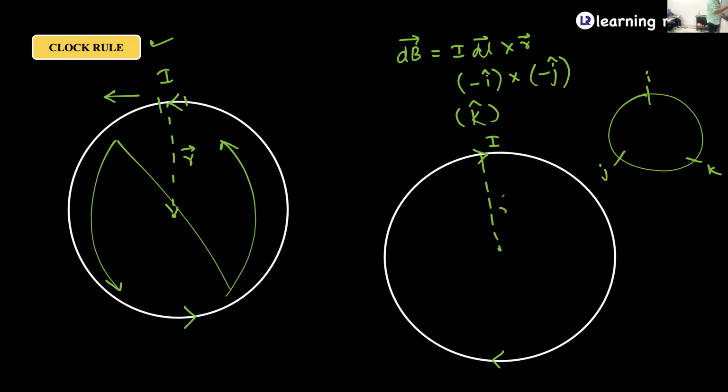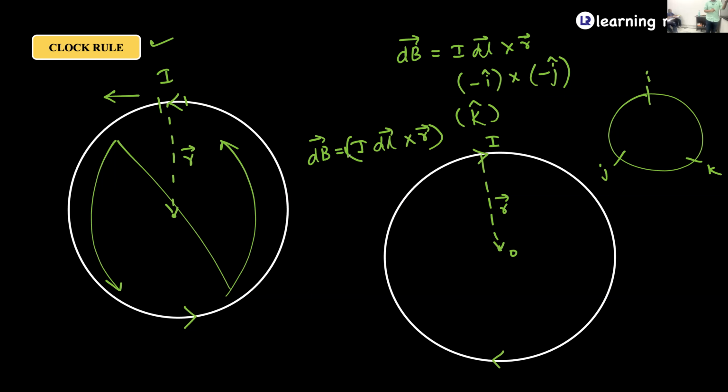This is going to be R vector from where to where? From the current carrying element to the point where we are trying to calculate the field. So in this scenario, what will be the direction of dB vector? It is dependent on i dl vector cross R vector. See, this is not the overall formula. I'm only saying that i dl cross R is going to decide the direction of the magnetic field.